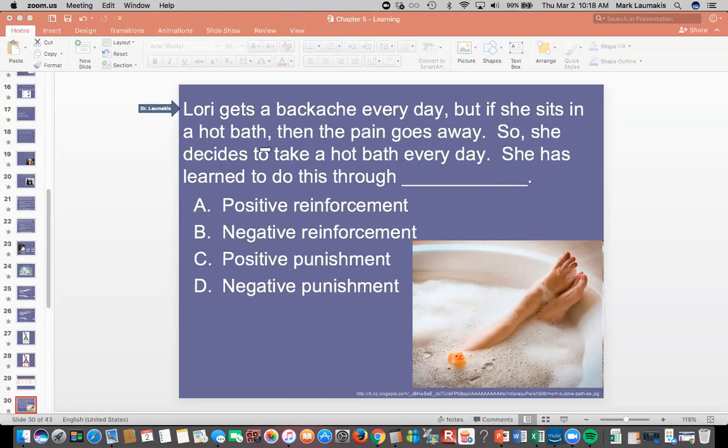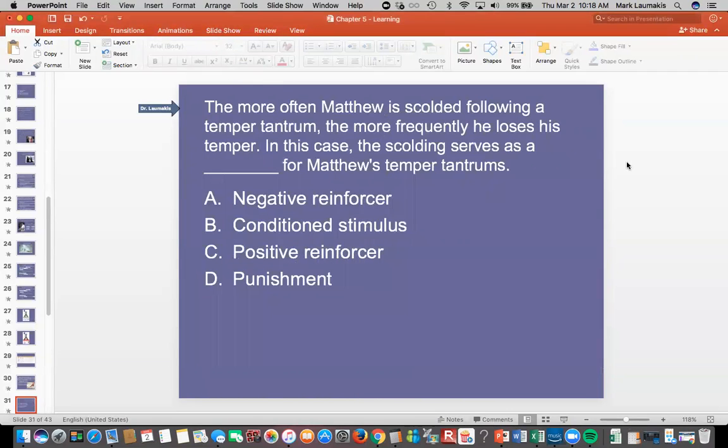It's right from an old test, by the way. That's the kind of thing you're going to need to be able to handle on test 2 in 12 days. All right. How about this one? The more often Matthew is scolded following a temper tantrum, the more frequently he loses his temper. In this case, the scolding serves as a what for his temper tantrums? So think about it before you start immediately responding here, right? What's the sequence? Temper tantrum, scolding, more temper tantrums.